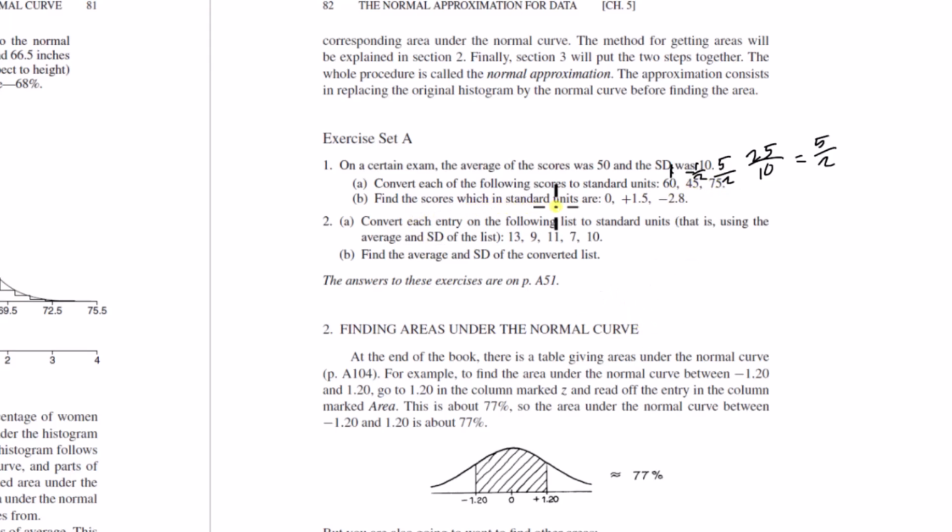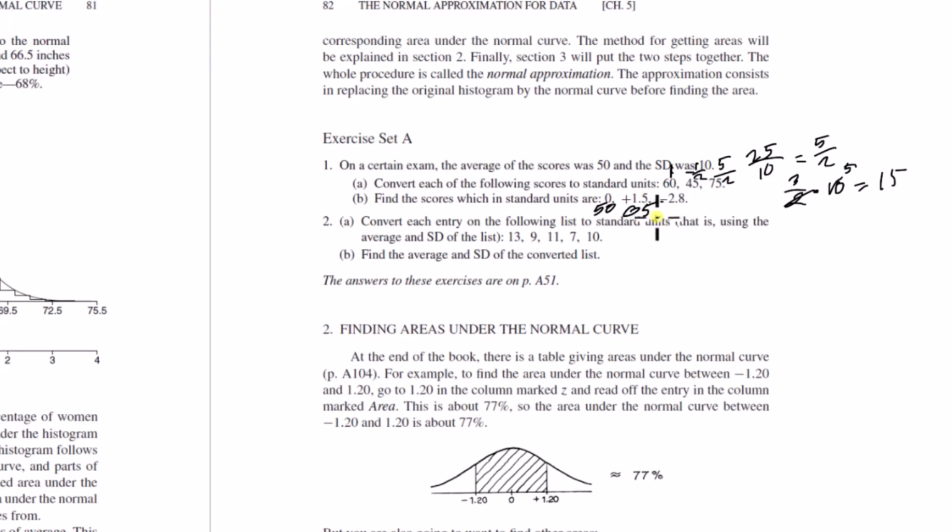Find the scores which in standard units are 0, plus 1.5, and minus 2.8. So now we're just going the opposite direction. If something has a standard unit of 0, what does that mean? That means it's equal to the average. If something has a standard unit of plus 1.5, what does that mean? That means it's 3/2, 1.5 standard deviations. That's 15 units. That means this value is 15 units above 50. This is 65. You see, 15 units. That's 1.5 of a standard deviation.